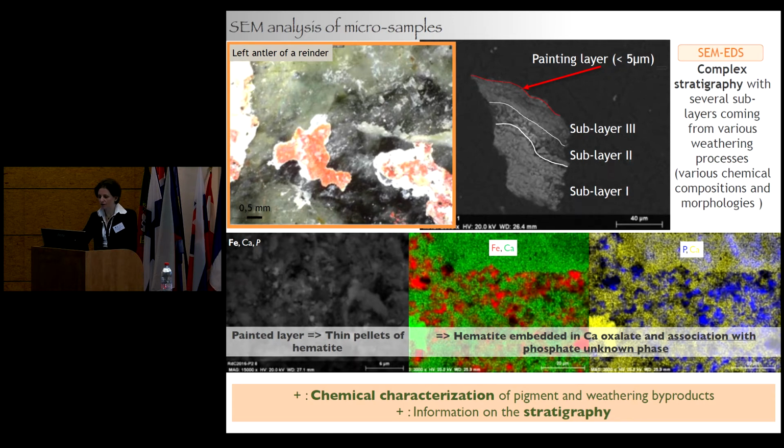First by scanning electron microscopy, which reveals the hematite embedded in the calcium oxalate and also associated with phosphates. And we focus on the phosphate to be sure whether it's coming from the environment or from the preparation, as a marker, as a clue also of preparation.